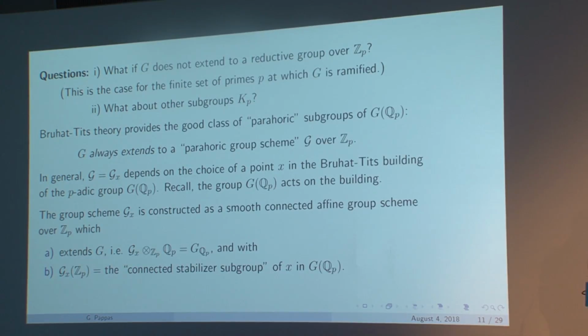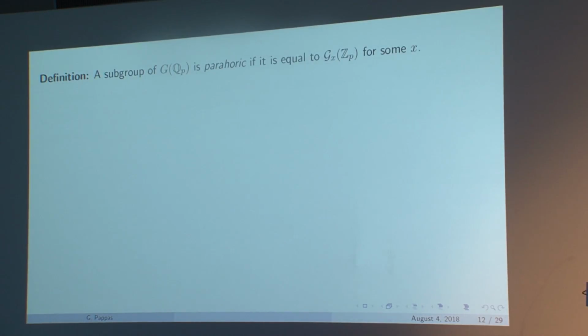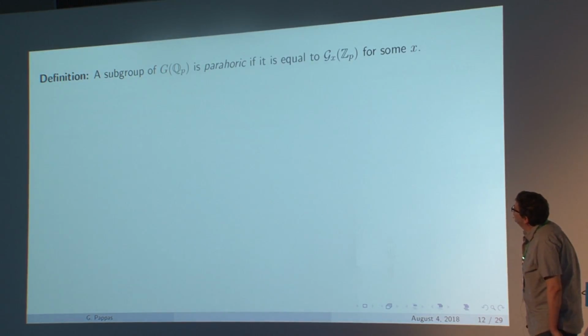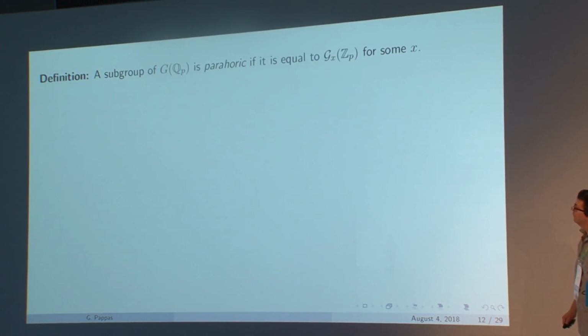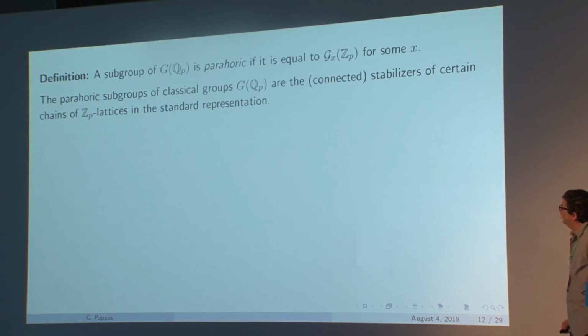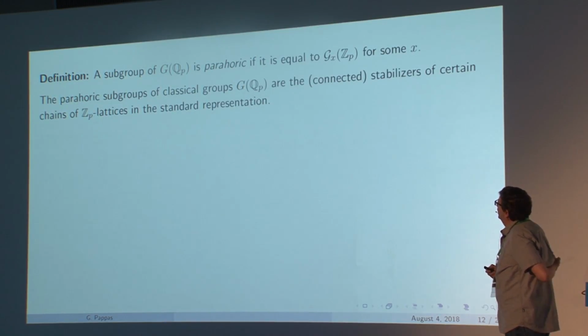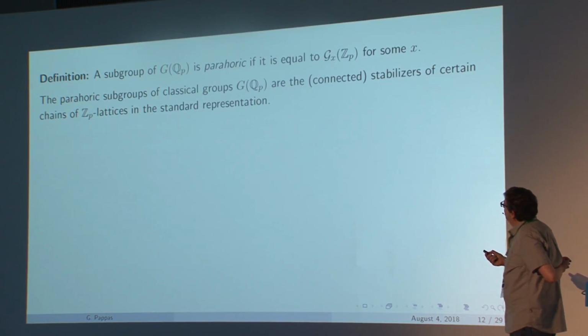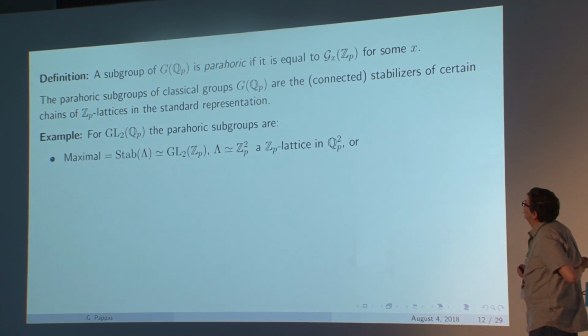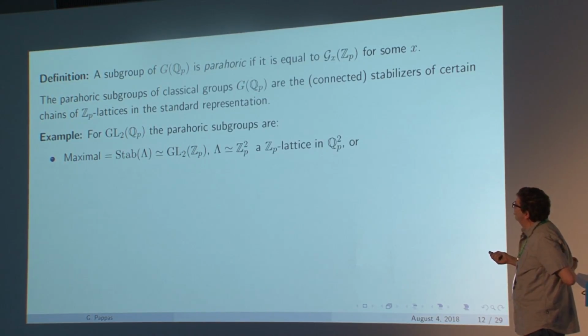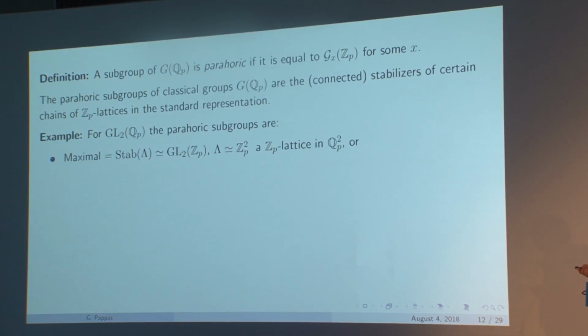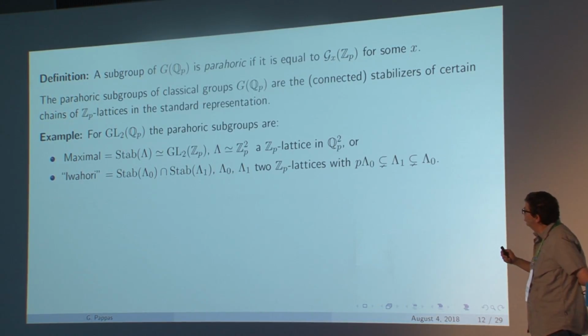I'm cheating a little bit here for people that know this, but it's an easier way to understand what's going on. And so the definition is a subgroup is parahoric if it's equal to one of these. Okay, and so here are some examples. When we have classical groups, I'm looking at connected stabilizers of chains of lattices. For example, for GL_2(Q_p), you have two types of parahoric subgroups: either maximal, in which you stabilize a Z_p lattice in Q_p squared, or an Iwahori, where it's the intersection of the stabilizers of two adjacent lattices.